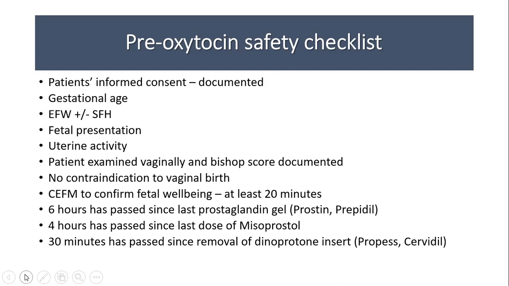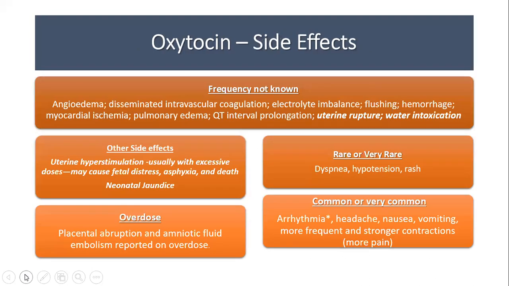You need to make sure the baby is well. So you need to have a normal CTG to reassure you. And you need to have a good interval between oxytocin and prostaglandin agents. And you need to explain the common side effects to a patient before you start your oxytocin. So things like headache, nausea, vomiting. And you have to let them know they're going to have more painful contractions.